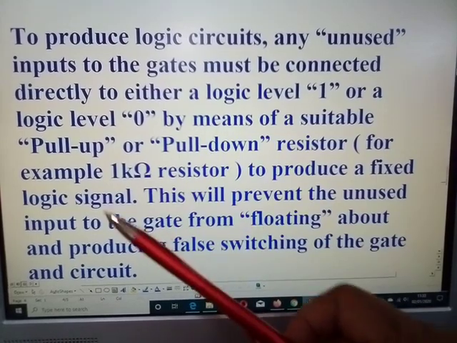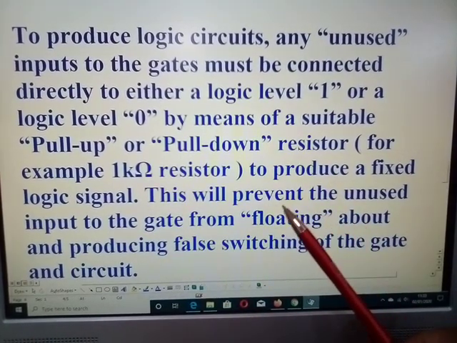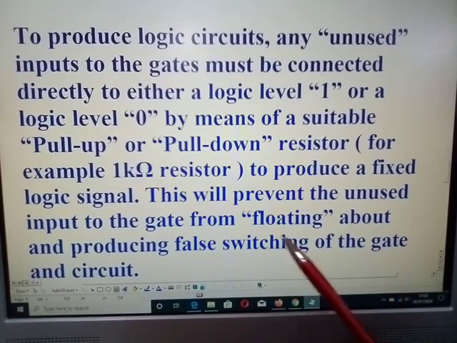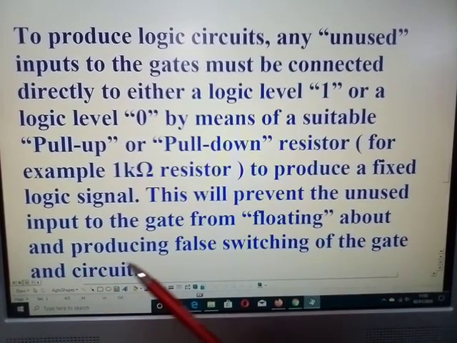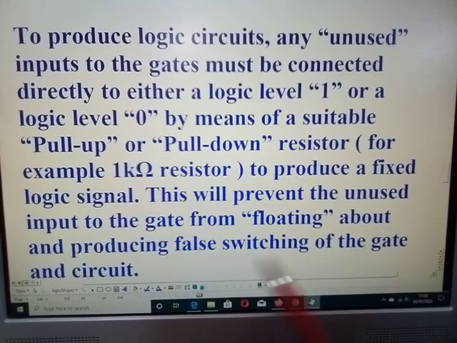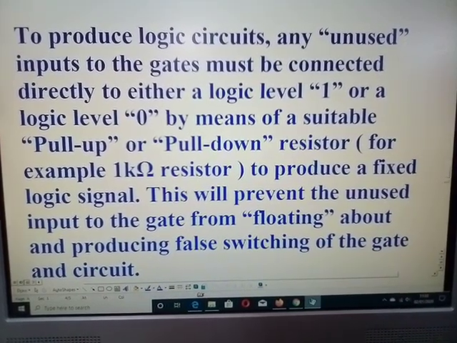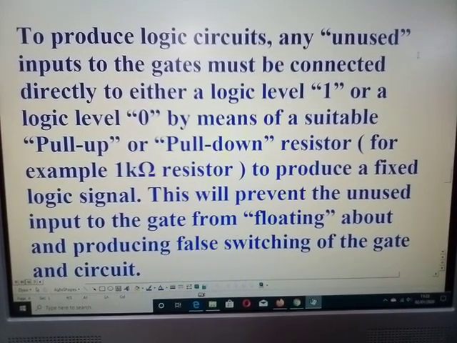So, from floating about and producing false switching of the gate and circuit, you need to minimize that completely in any logic system that you are working with.